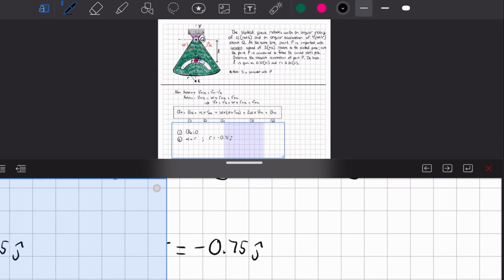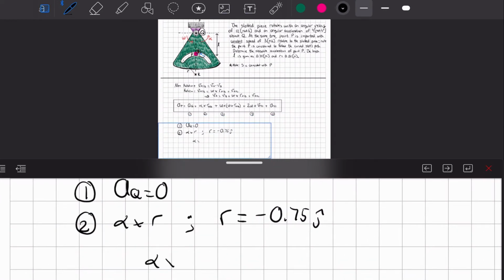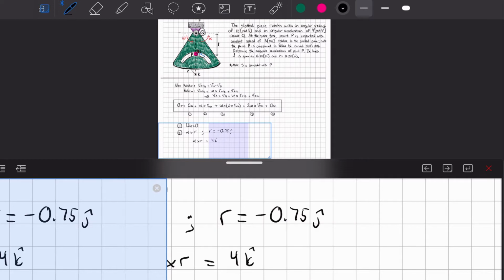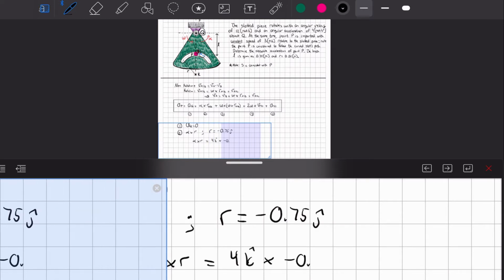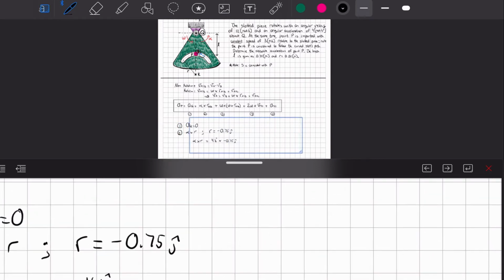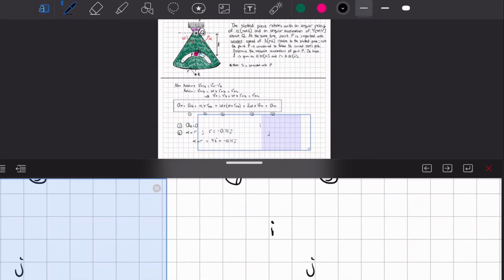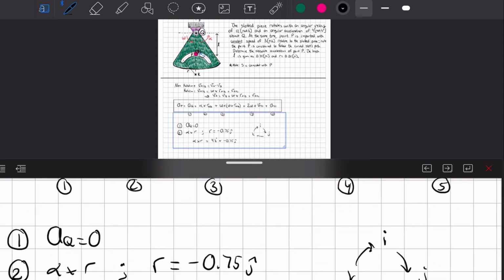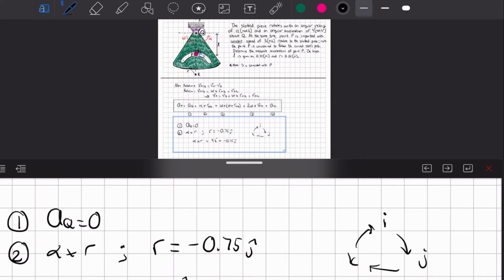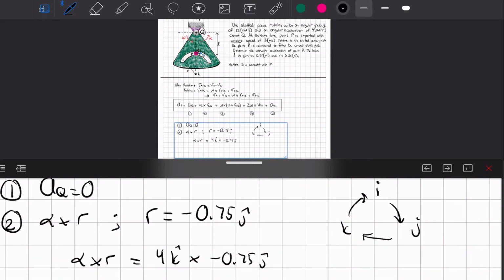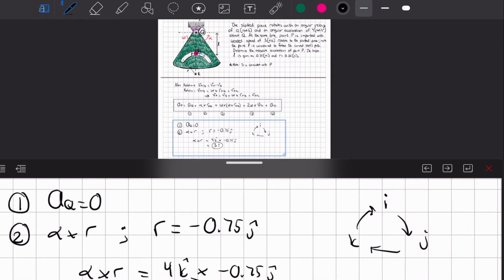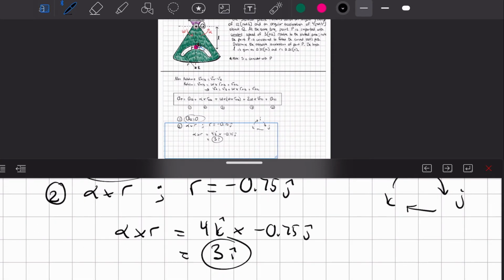Okay? So now we'll just do alpha cross R, assuming that alpha is in the positive k hat direction. So that's just going to be 4 k hat cross negative 0.75 j hat. And if we remember our trick for doing the cross products, we just follow this little flow chart. So k cross j would give us negative i hat, but we have a negative already from the negative 0.75. So that's just going to come out to be 3 i hat. And I'll circle these two just so we have them for later reference.